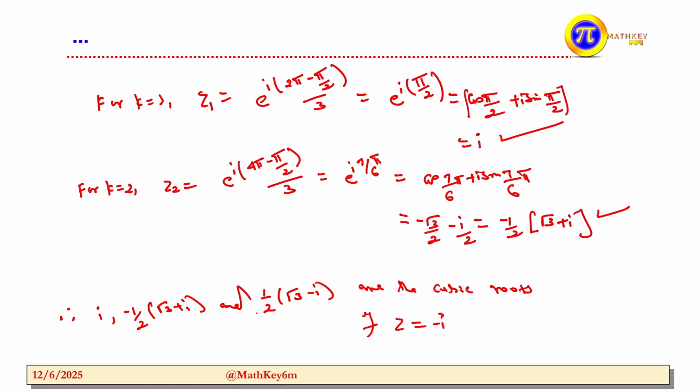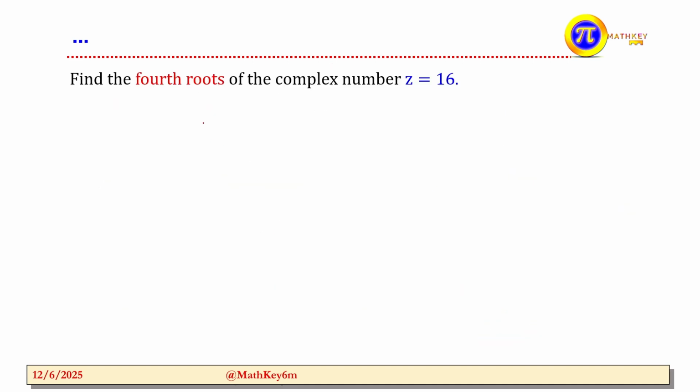You can check this by cubing. Take the cube of these roots and check whether it equals negative i or not. Check it. When you come to the last one, it says to find the fourth root of z = 16. Since it says fourth root, our n is equal to 4.